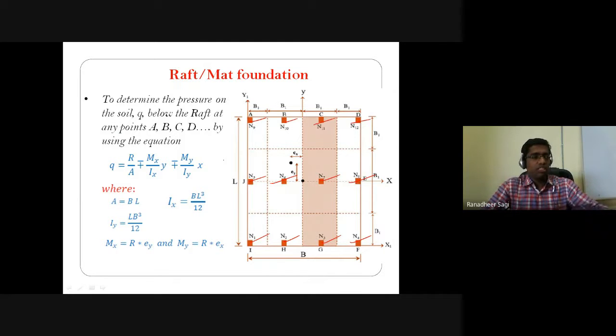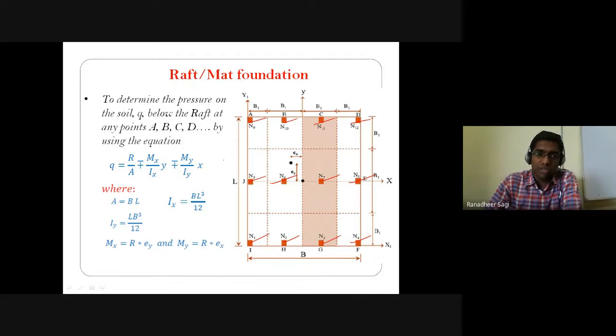If this is what I consider as my raft foundation, at this point how much stress are you trying to transfer through the foundation onto the soil? At this point, how much stress are you trying to induce? At this point? At another point, how much stress are you trying to induce because of the loads coming from different columns, which are proportionate in that construction?